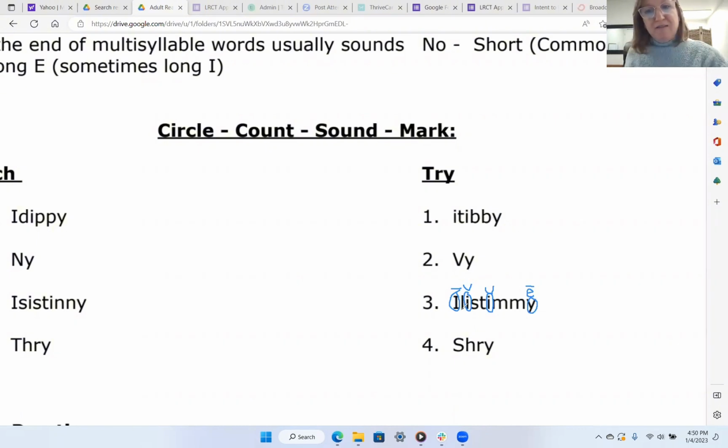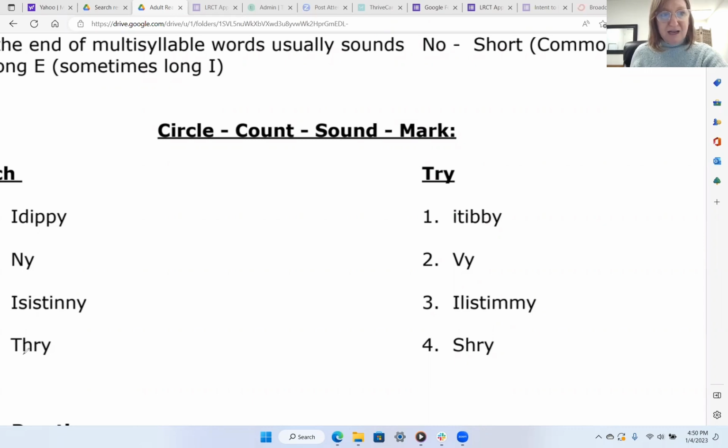Let's try it. So we have I, O, I, S, T, I, M, E. Ilistimi. Ilistimi. Ilistimi. My friends, if you can read ilistimi, you can read. If you can read ilistimi, you can read. All right. And if that one was hard, don't worry.